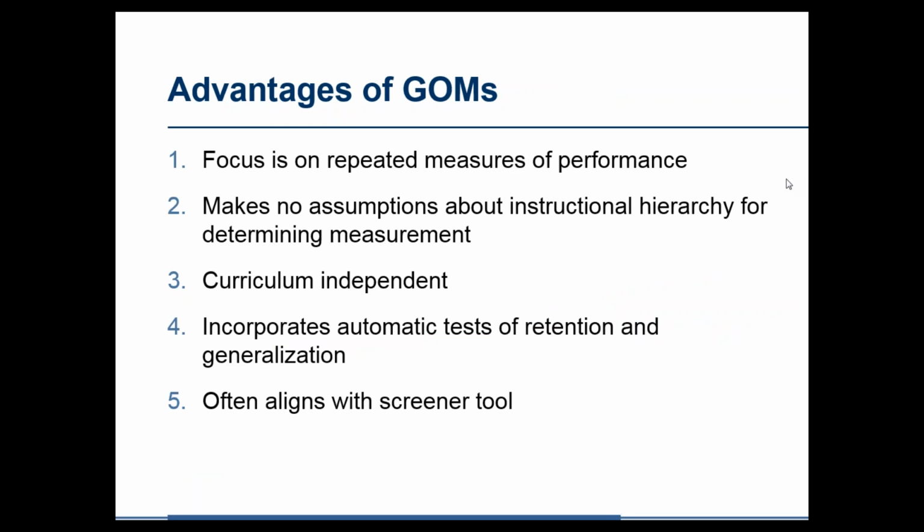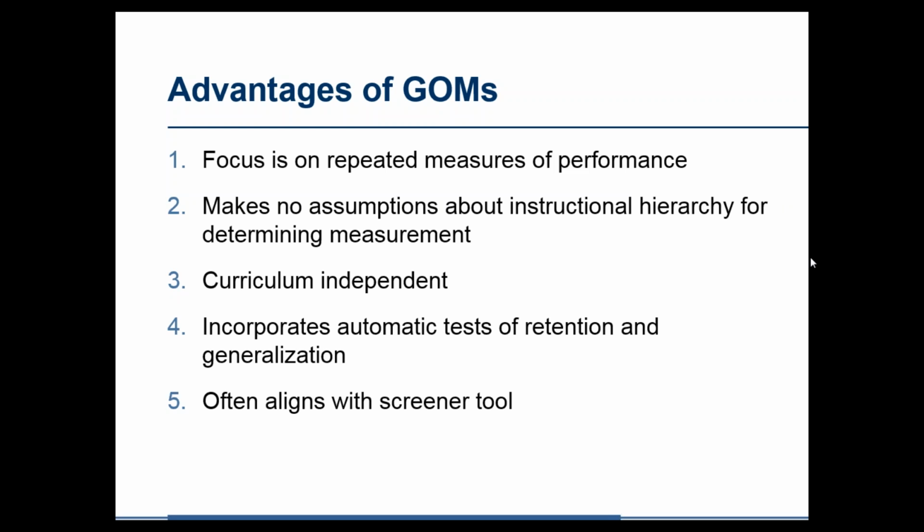The focus of general outcome measures is on repeated measures of performance. General outcome measures make no assumptions about instructional hierarchy for determining measurement. In other words, GOMS fit with any instructional approach. Also, they incorporate automatic tests of retention and generalization. Therefore, the teacher is constantly able to assess whether the student is retaining what was taught earlier in the year.